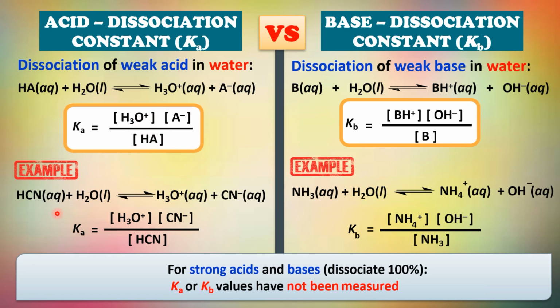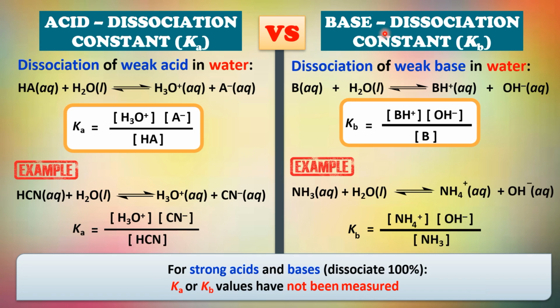So this is a real example. HCN dissociates in water, so it will produce H3O plus and CN minus ion. Since liquid is constant, it is not considered in the Ka expression. Therefore Ka equals concentration H3O plus times concentration CN minus over concentration HCN.